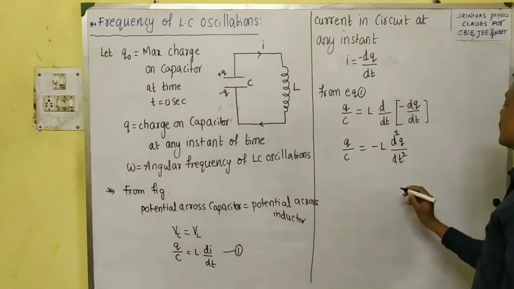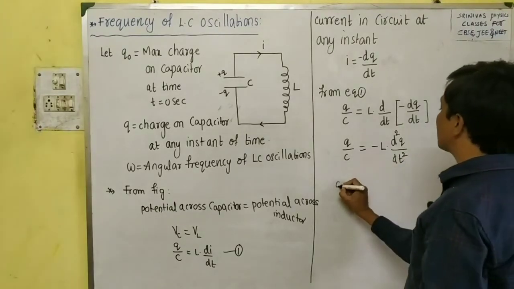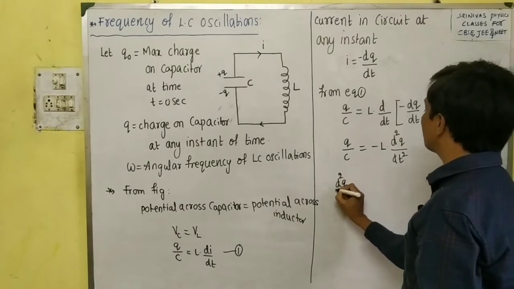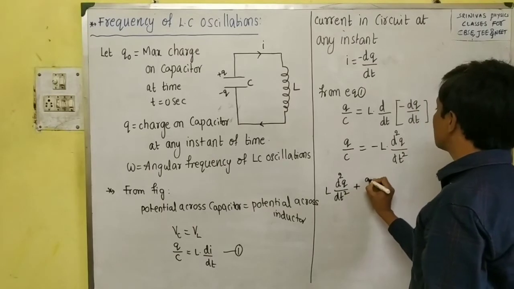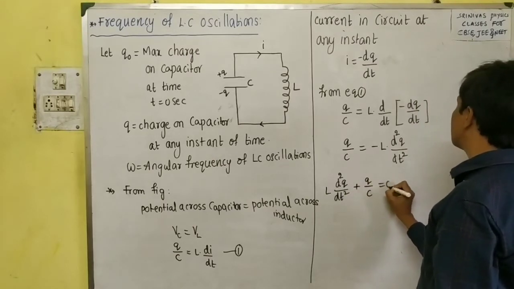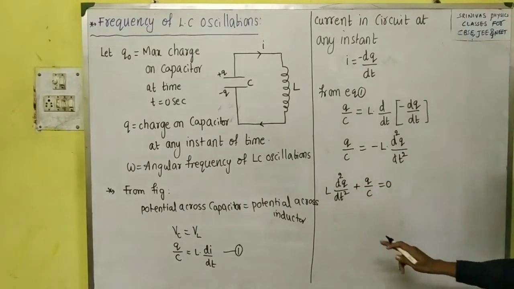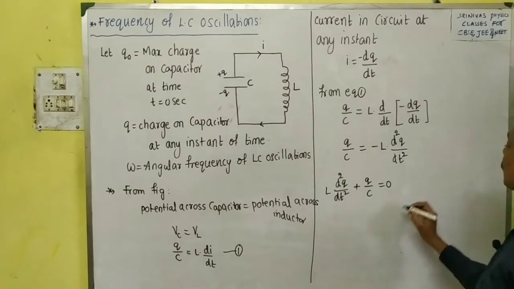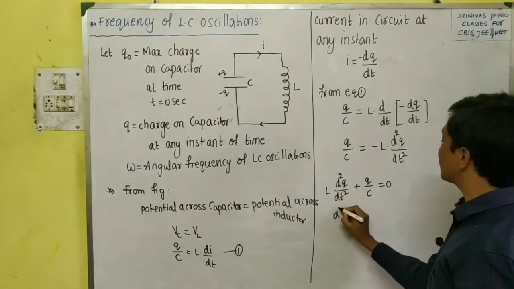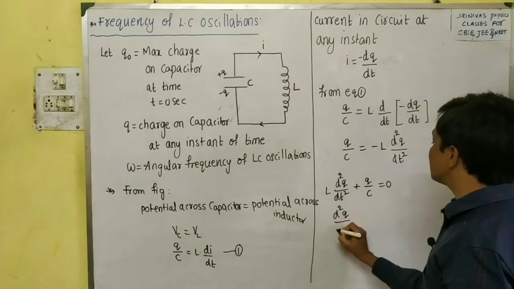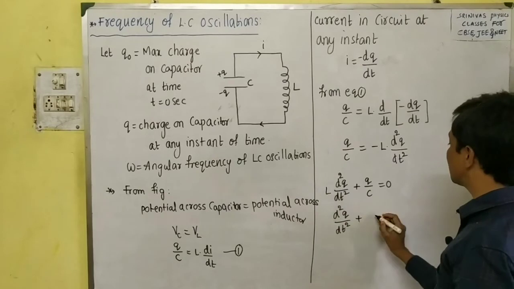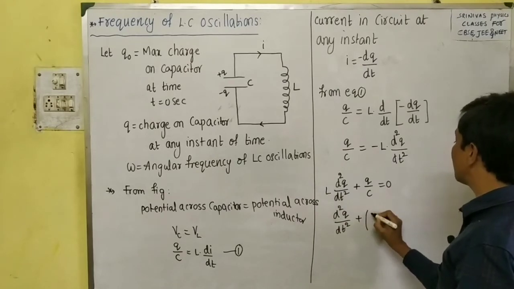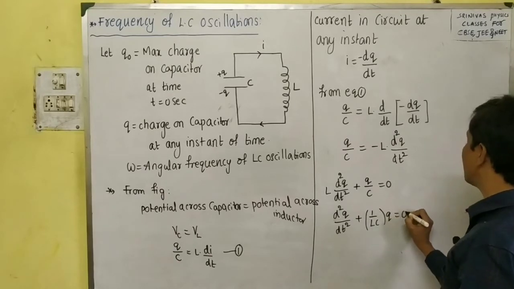Then we take this to the left side. Then we get L into d square q by dt square plus q by C is equal to 0. From this, we can divide with L. When you divide with L, we get d square q by dt square plus q by LC, or 1 by LC into q, equal to 0. Here we are dividing with L.